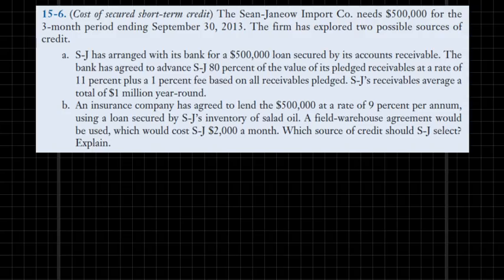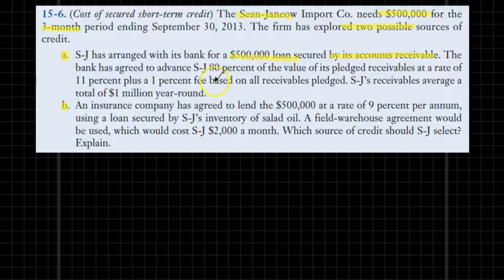Let's go ahead and highlight key facts provided in the problem. S&J needs $500,000 for a 3-month period, and it has two options. Let's see which option is a cheaper method to raise that $500,000 funding. So the first option is a $500,000 secured loan, secured by the accounts receivable of our company.